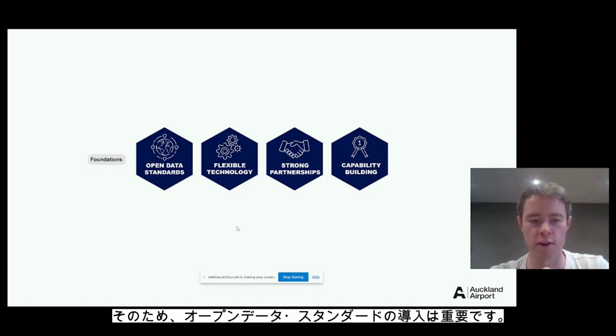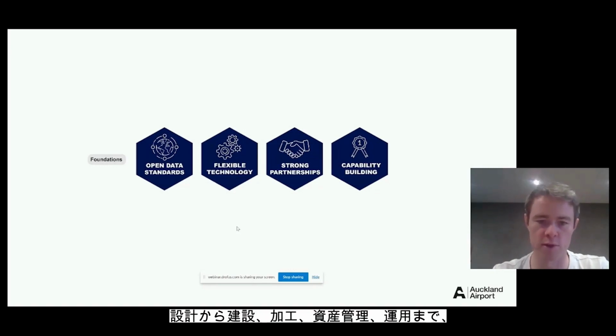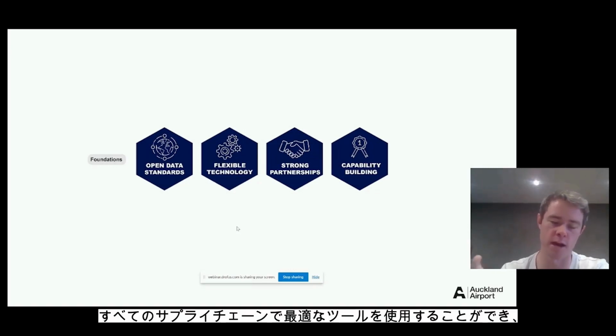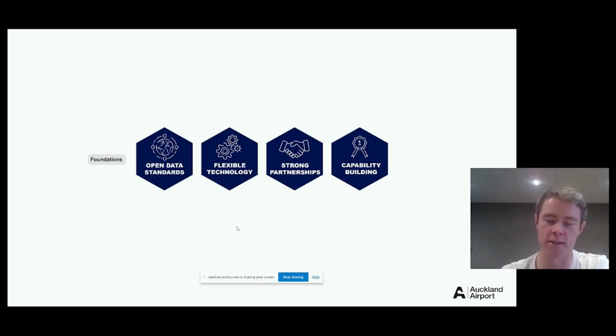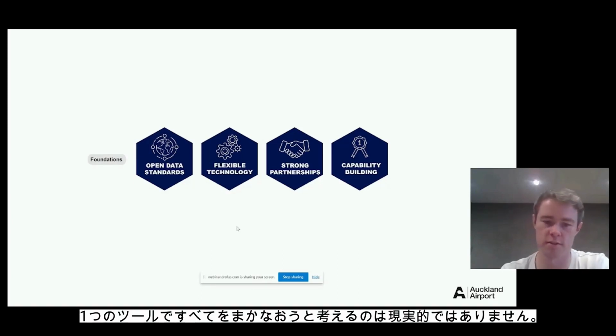So having open data standards is key, because it enables different parts of the supply chain to use the best tool for the job and not force everyone to use a Swiss Army knife to do everything from design through to construction, fabrication, asset management, operations. To think that we can use one tool to do all that is not practical.